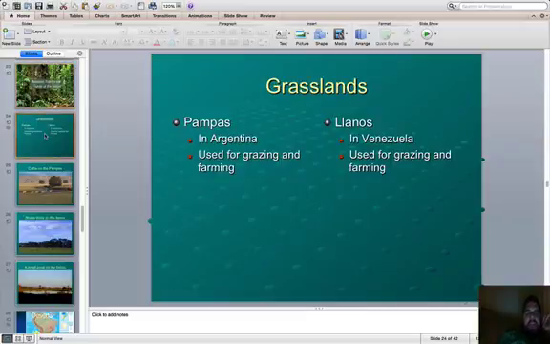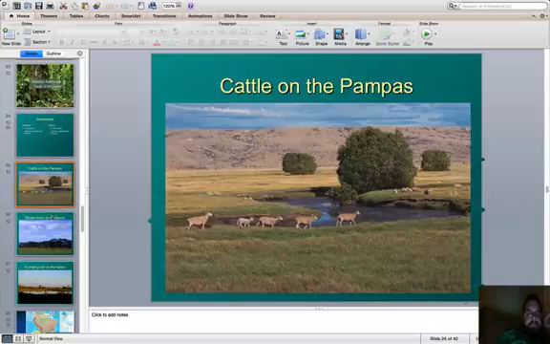And then the grasslands. So to the north of the rainforest and also to the south, you have two major grasslands in South America. You have the Pampas in Argentina and the Llanos in Venezuela. And both are used for grazing and farming. So Argentina is really well known for their steak, their cattle production. And so that's going to bring in some money for both countries.